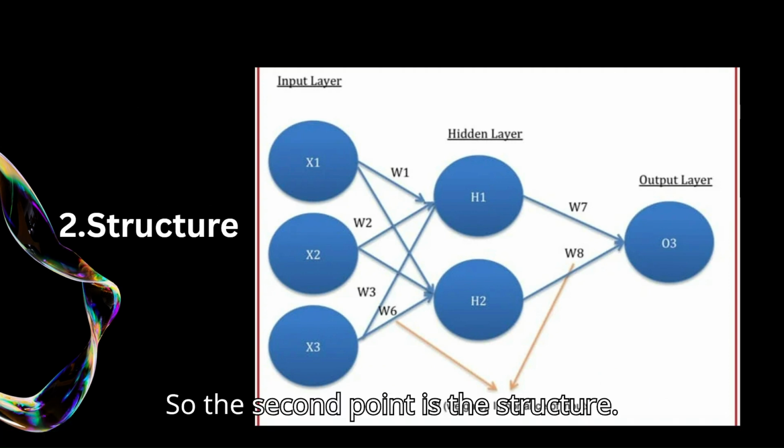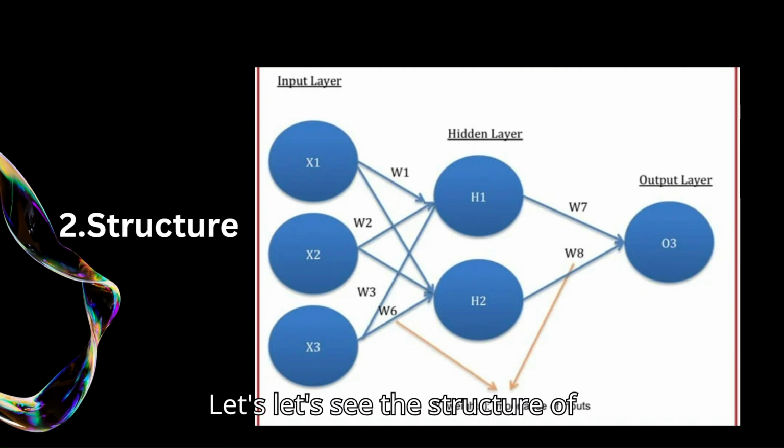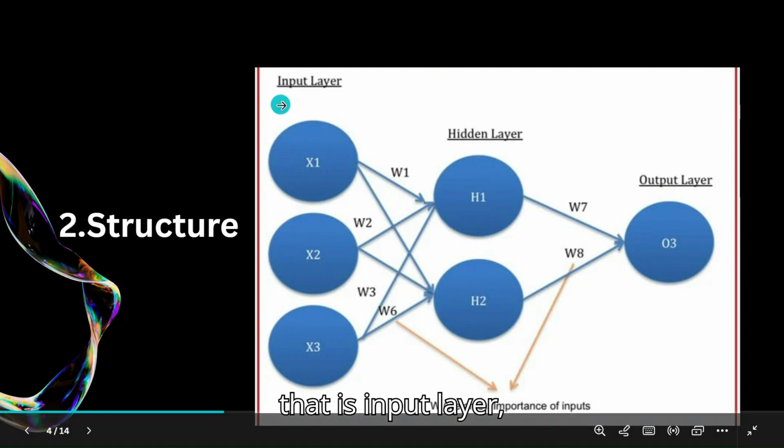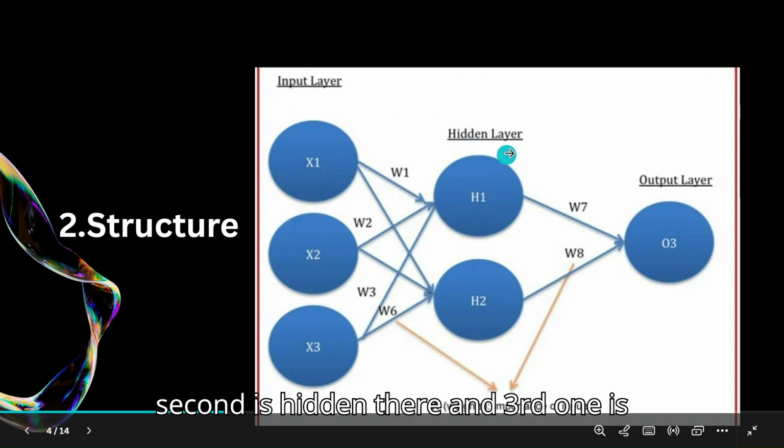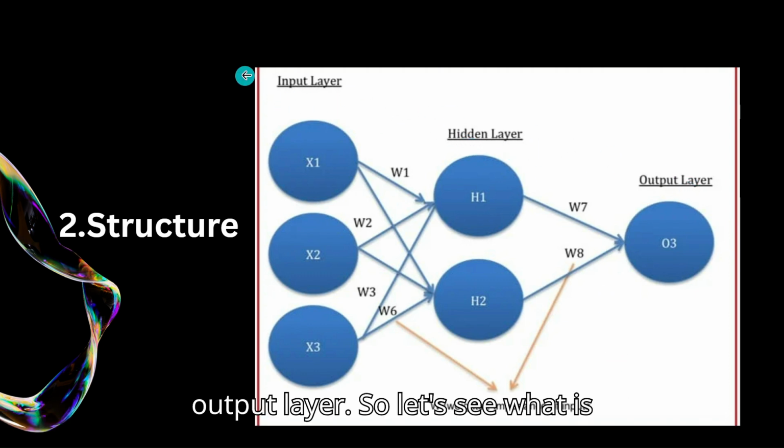So the second point is the structure. Let's see the structure of ANN. Okay, let's break down the structure. First, that is the input layer. Second is the hidden layer, and third one is the output layer. So let's see what the input layer is.